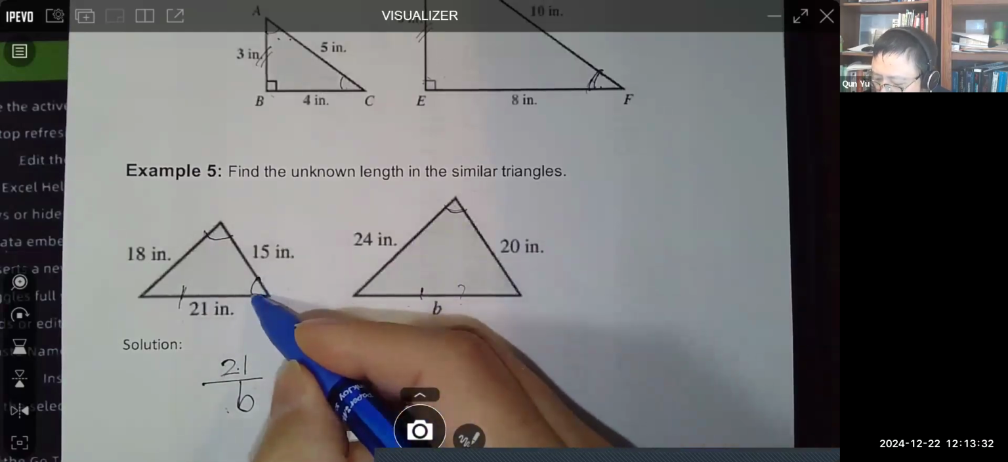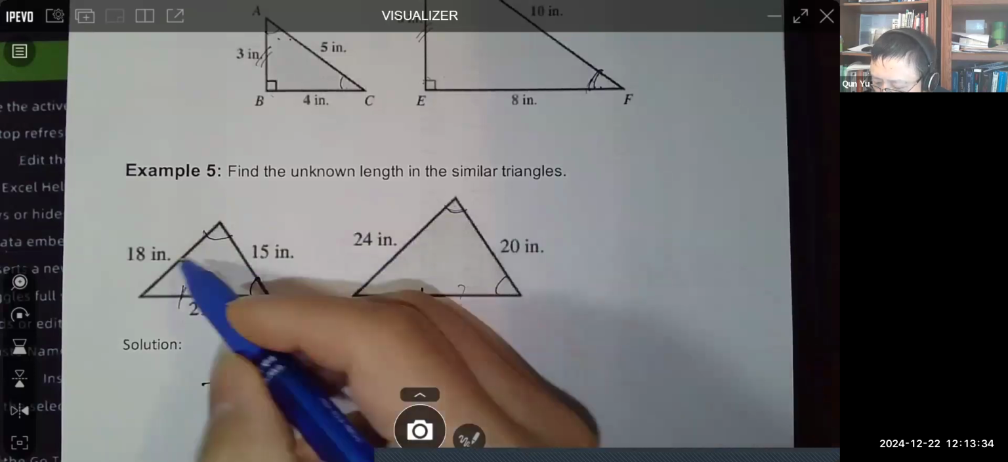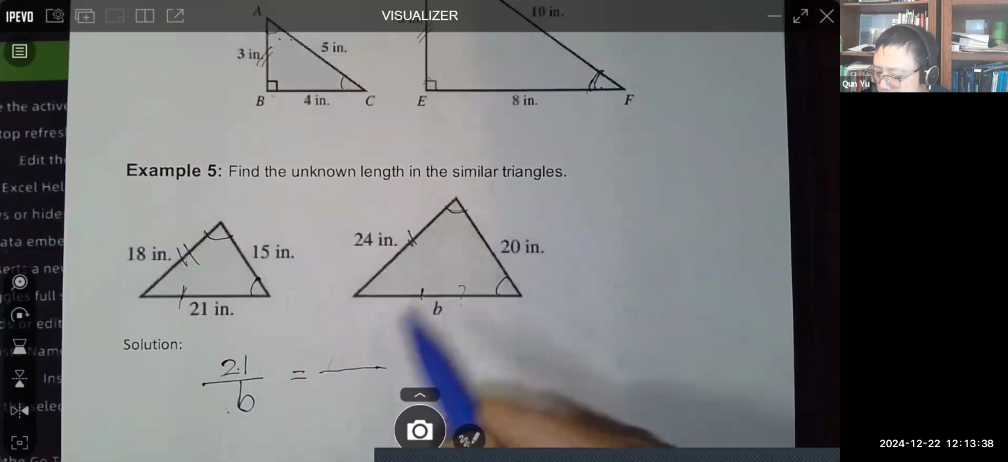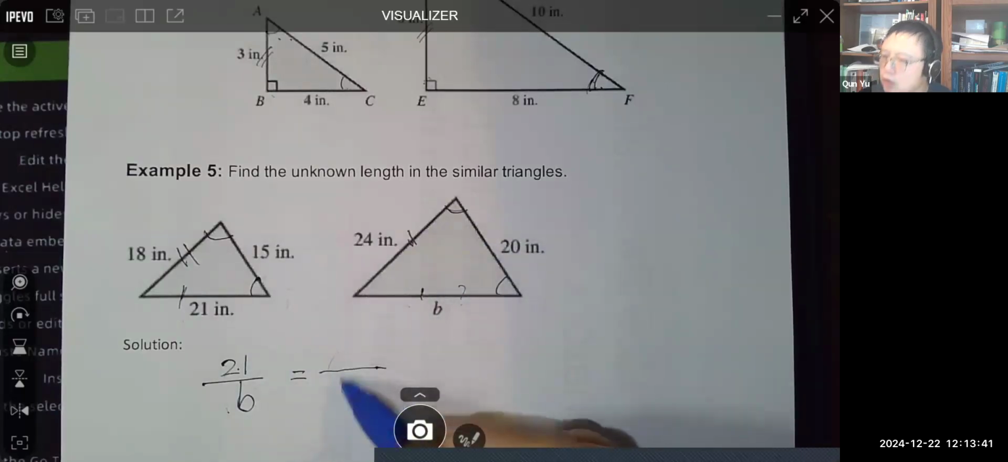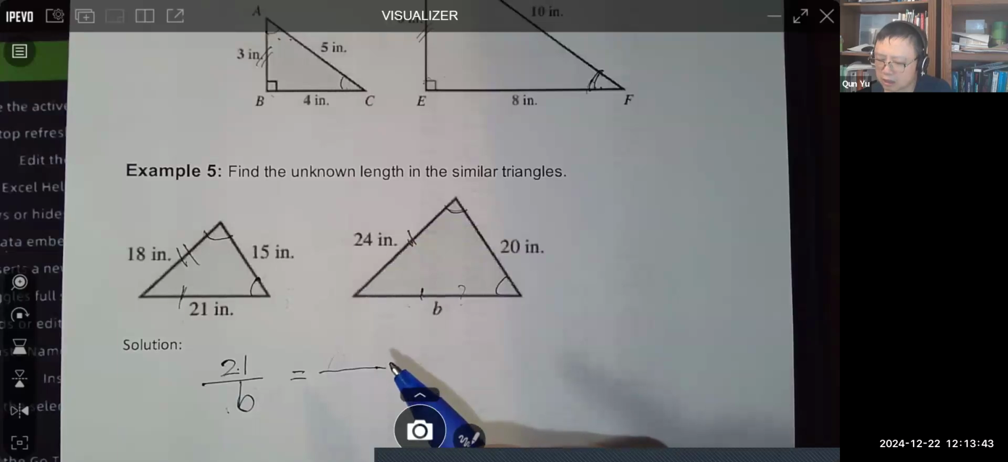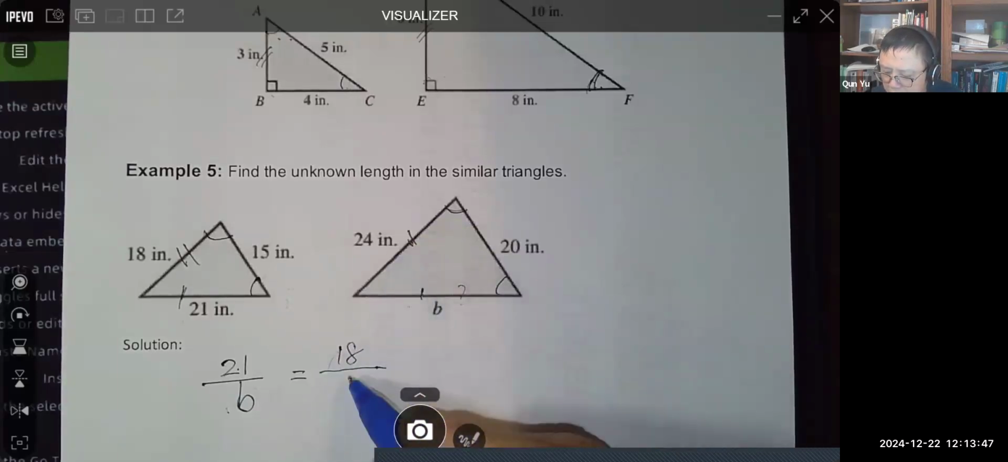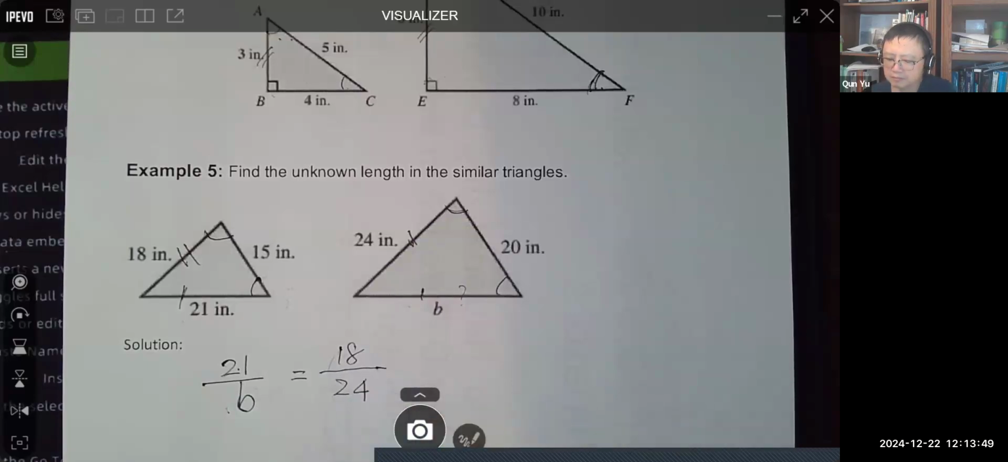So apparently these two angles are equal. So this two is another pair. You can use this two as a third pair, as the one on the right-hand side. You will get the same answer. You can try it yourself. So 18 over 24. Now you just need to solve it. You can do cross multiplication.